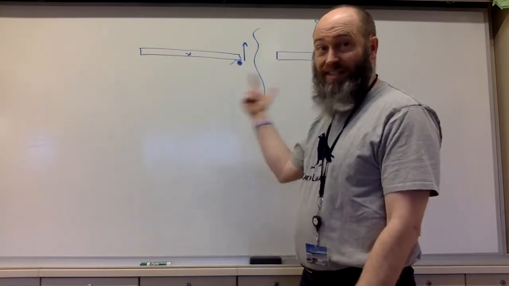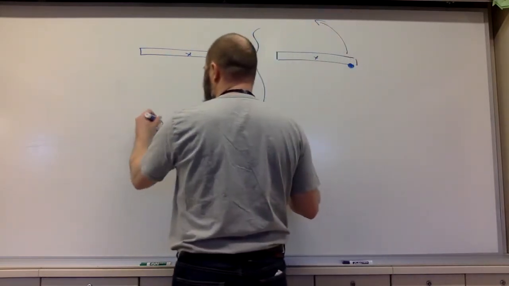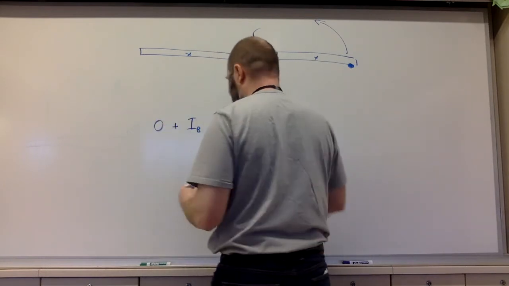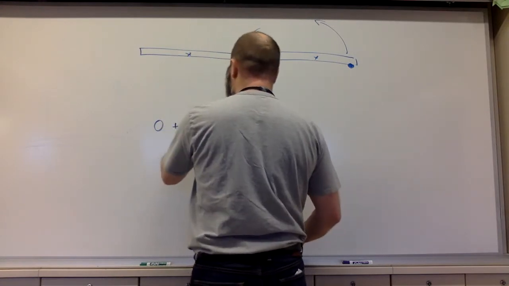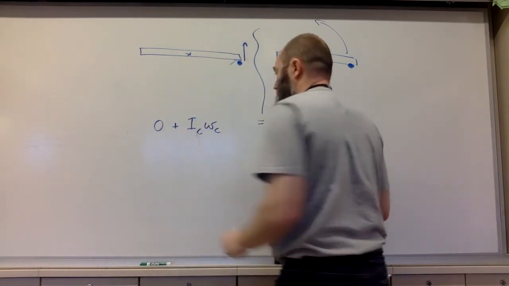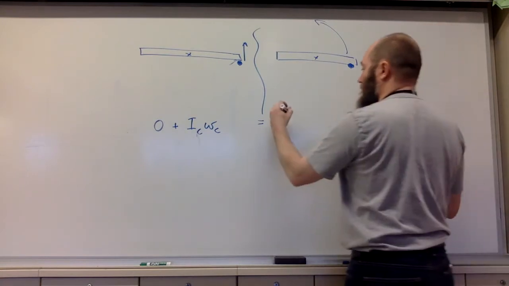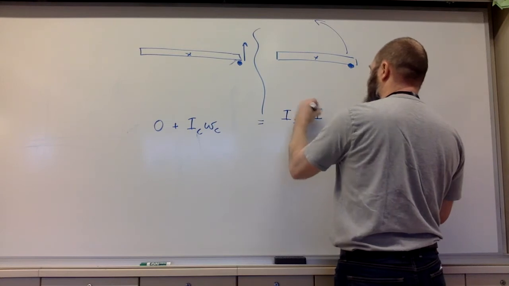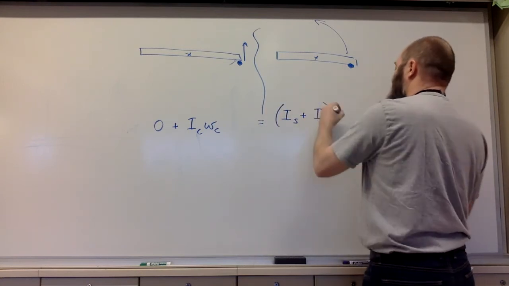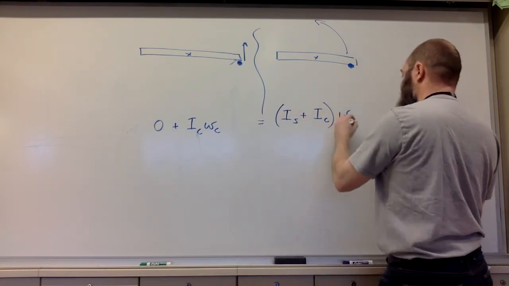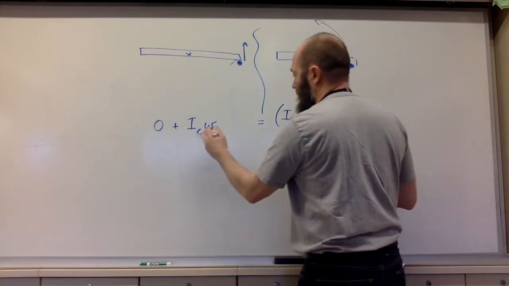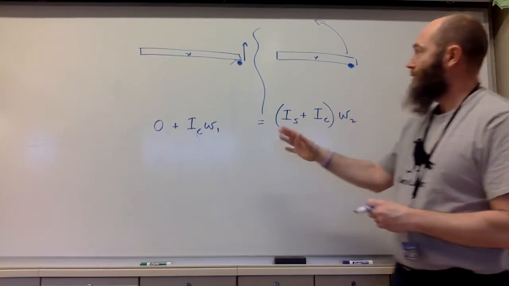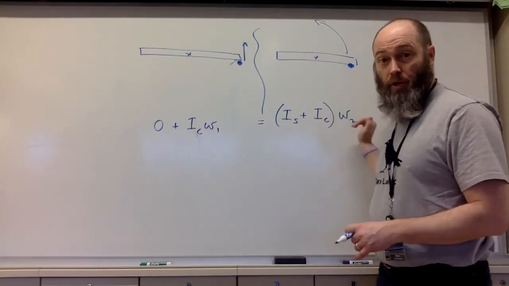So if I want to write my equation, I would say 0 for the stick plus I for the ball, or we'll call it the clay. So I for the clay, omega for the clay, equals, over here, I for the stick plus I for the clay times my new omega. So I'll call this omega 1 and omega 2. Okay? Just like when we were doing our other equations. Picture, use your picture, write your equation.